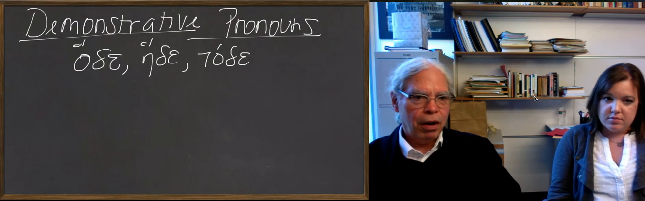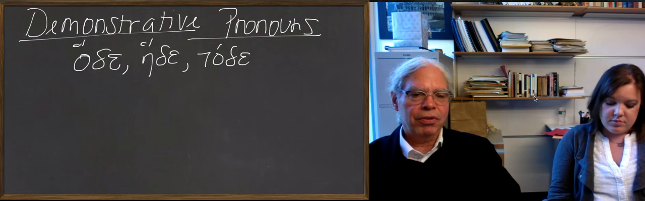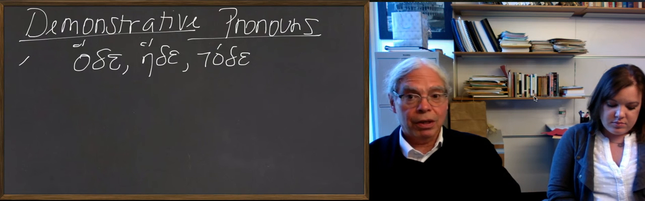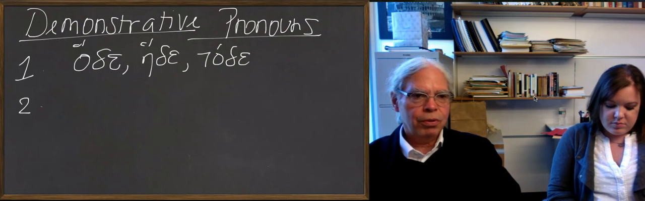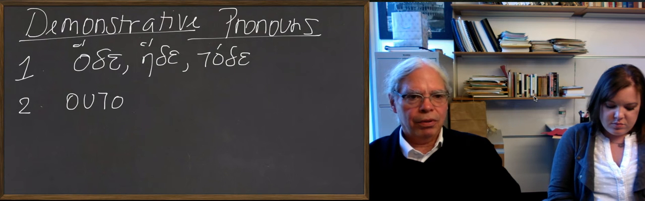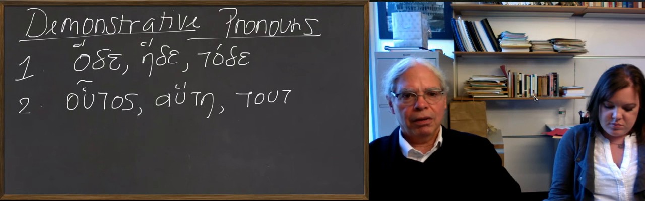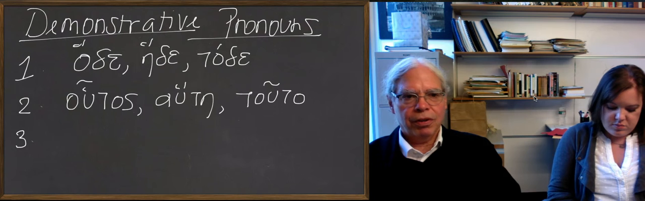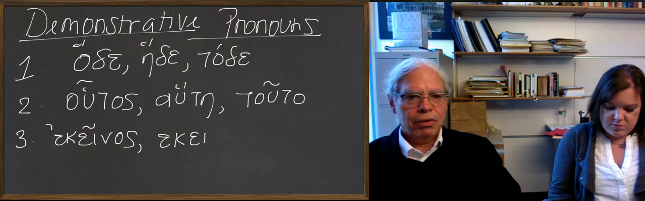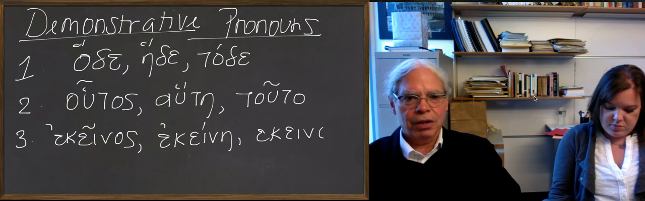So there's hode, hede, tode, which the book translates this, and then there's another word that translates this, which is houtos, haute, touto. I'll talk to you more about the forms of these words in a second, but let's just talk about the meaning. Okay. And there's the third one, ekenos, ekene, ekeno. So the book translates the first two with the English word this, and indeed that's the only thing you can do, okay, because we only have two in English.